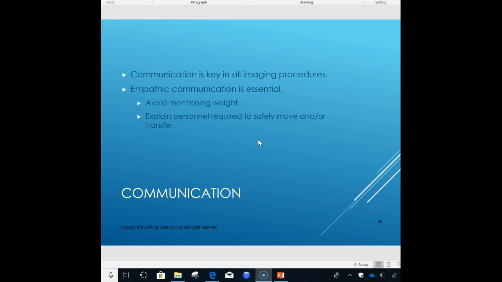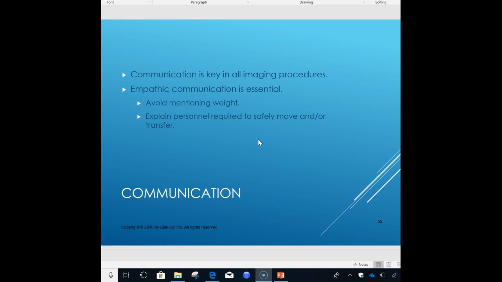So getting towards the end, communication is the biggest key to all imaging procedures. Try to be very empathetic when you communicate with the patient. Make sure they understand. I know language could be difficult, so if you have somebody that can interpret, use them. Avoid mentioning weights. Just try to be as kind as possible.